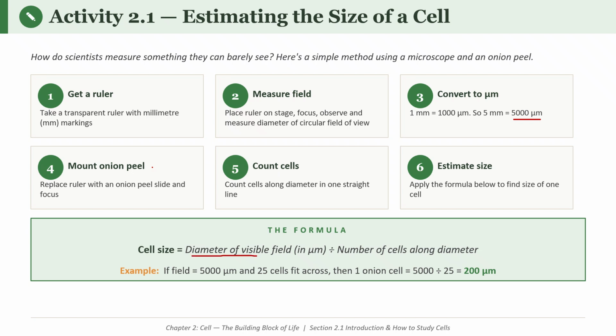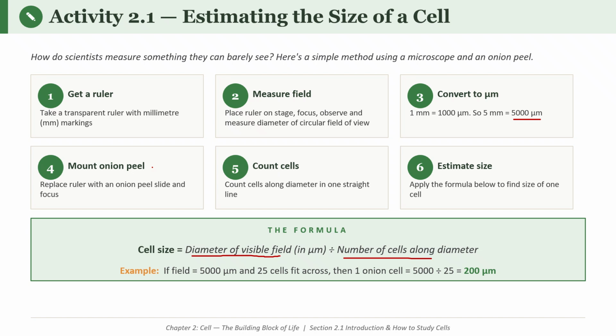Diameter of visible field divided by number of cells along diameter. What is the diameter of visible field? That is 5000 micrometer. And what is the number of cells along diameter? That is 25. That is 5000 divided by 25, which is equal to 200 micrometer. That is the size of a single onion cell.